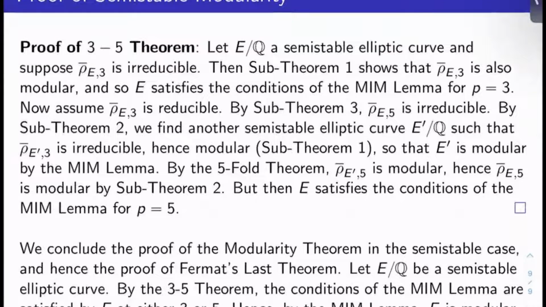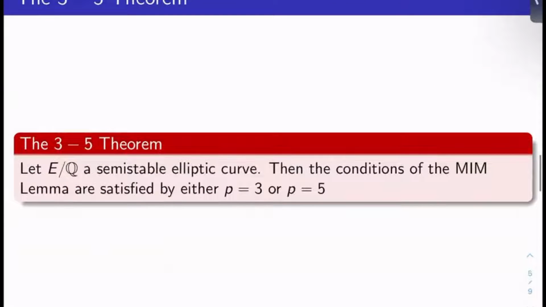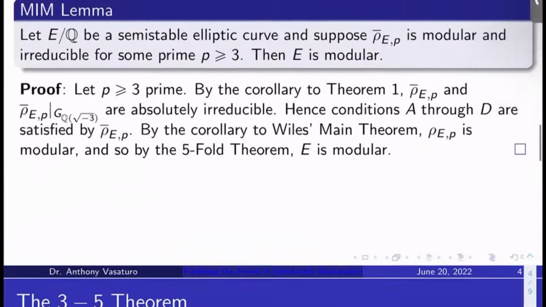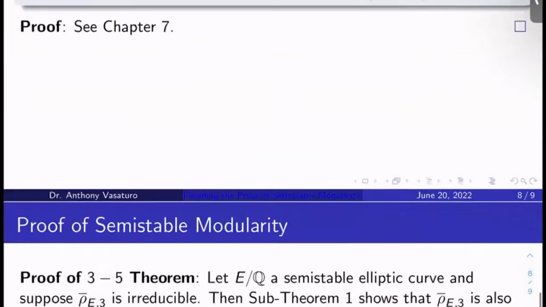I can prove the 3-5 theorem, which as we've already discussed, proves semi-stable modularity, which as we've already discussed, proves Fermat's last theorem. So let's do this. Again, I want to show the 3-5 theorem. Let's just go back and remind ourselves what it says. It says let E over Q be a semi-stable elliptic curve. Then the conditions of the MIM lemma are satisfied by either P equals 3 or P equals 5. What conditions are those? Modular and irreducible.